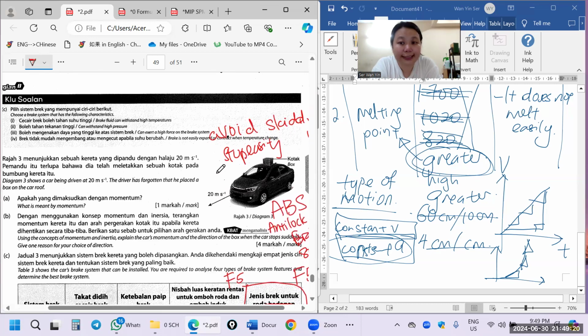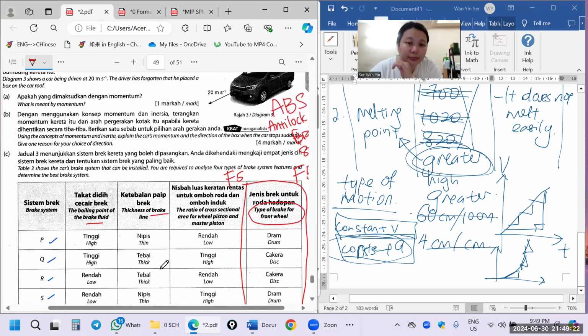Any other question? So tomorrow exam will come out brake? I'm not so sure. The thickness of brake line, this one may come out, but type of the ratio will not come out. The ratio is important. This one maybe come out, maybe, because it's just common sense, right? Common sense.